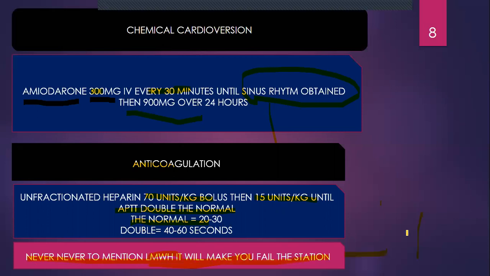Next. Most importantly, you can fail the whole station if you say low molecular weight heparin. It is a big no. It's a big mistake. It's a fatal mistake. Candidates fail this station because they say low molecular weight heparin. It can make you fail the whole station. Never, never. You will find this question in the phone call station. You will find this question in the clinical station, in the knowledge. Whenever you are asked this question about AF, never mention low molecular weight heparin. You will fail the whole station, even if you answered all questions correctly.